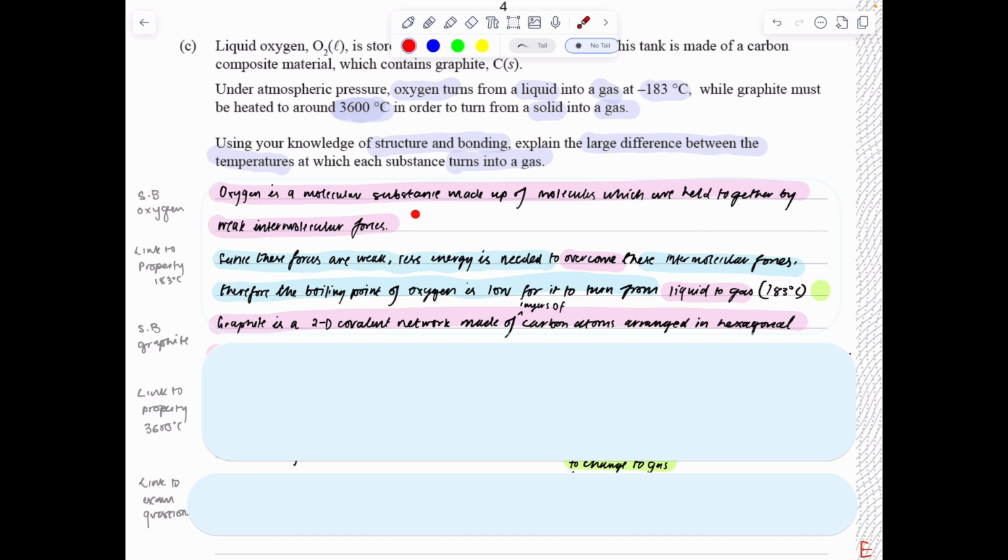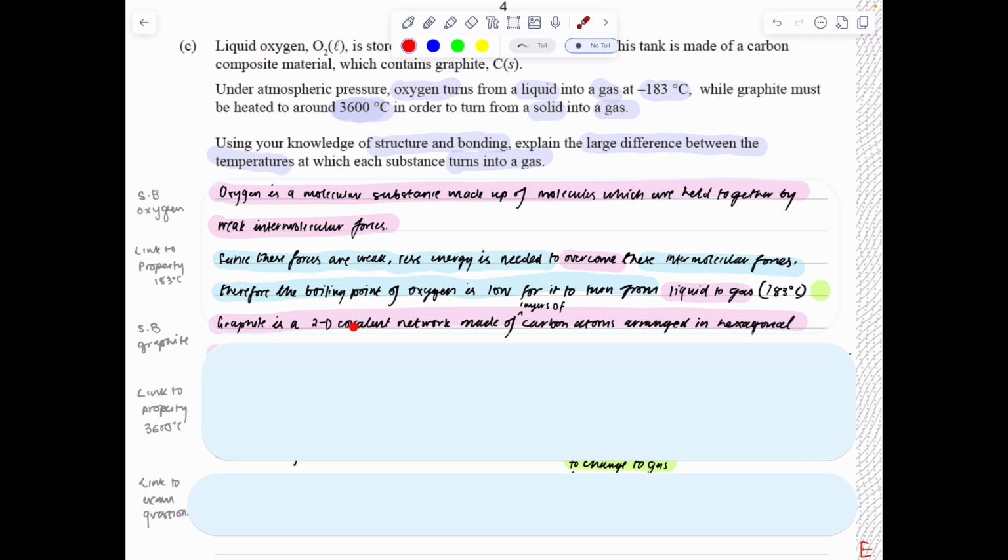Oxygen is a molecular substance made up of molecules which are held together by weak intermolecular forces. Since these forces are weak, less energy is needed to overcome these intermolecular forces. Therefore, the boiling point of oxygen is low for it to turn from liquid to gas, and I've specified that temperature here. Next is graphite.